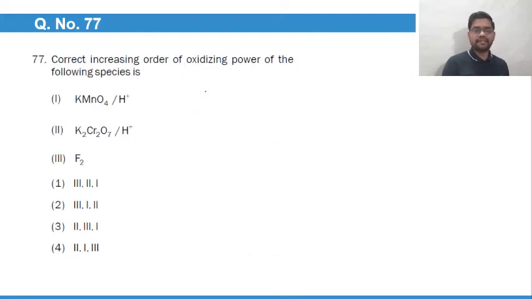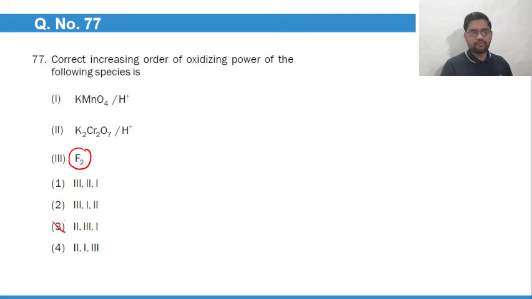77. The correct increasing order of oxidizing power of the following species is. So we need to know the correct increasing order. Out of all of these, the highest oxidizing power, that means the strongest tendency to undergo reduction, and the best is 3. So the first option will be 3.